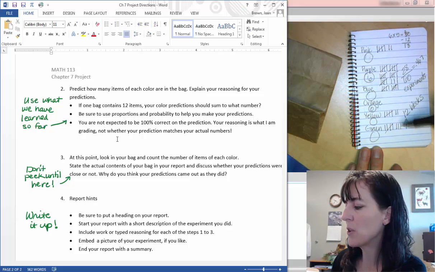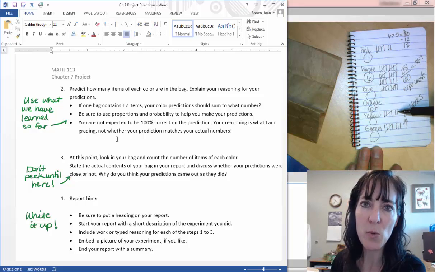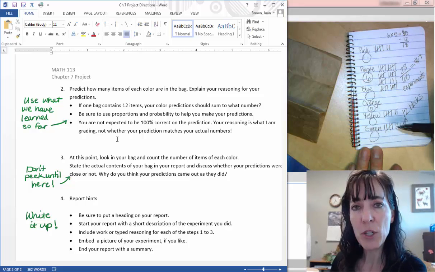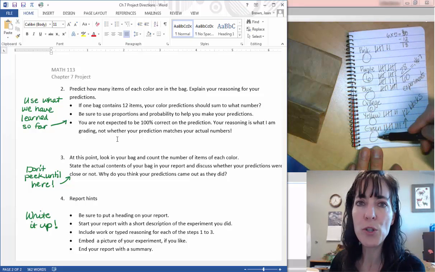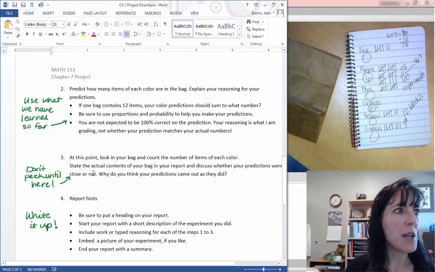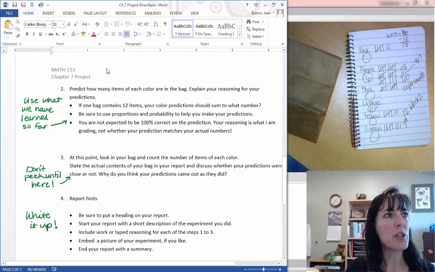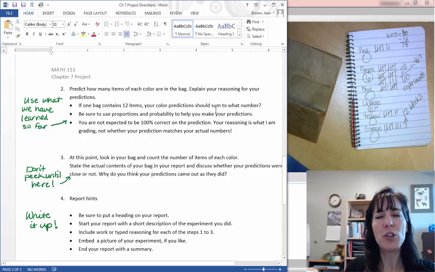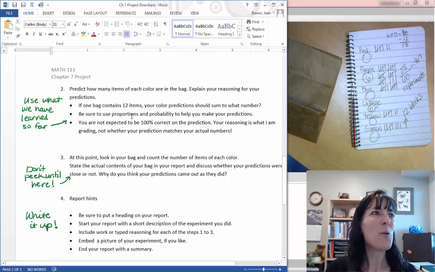Like if these both come to the same, but you're over 12, you might need to round this one down 1 because it has 1 fewer, and just guess that that has 1 fewer. So you might have to make some adjustments like that so that all your numbers, your predictions, add up to 12. But then that's what you should be doing, is coming up with some predictions for part 2. And the bag has 12 items, so your predictions should sum to 12 items. And use proportions and probability, and I just showed you how you could do that with purple, and you would want to do that for each of your colors.